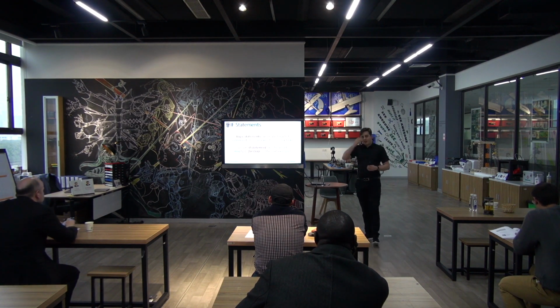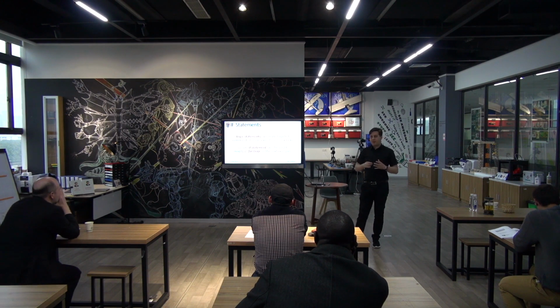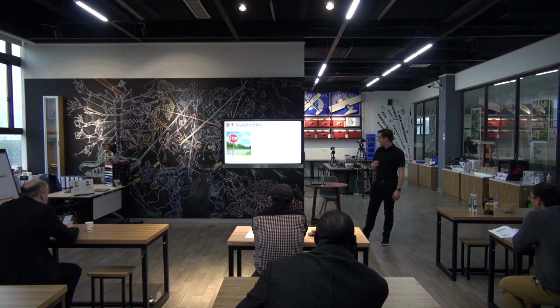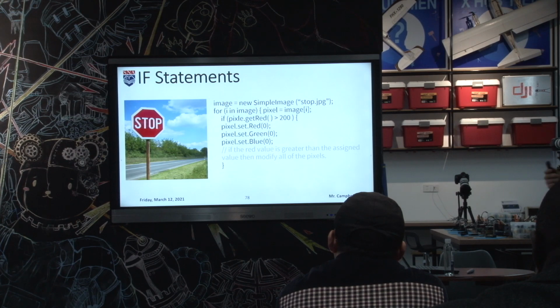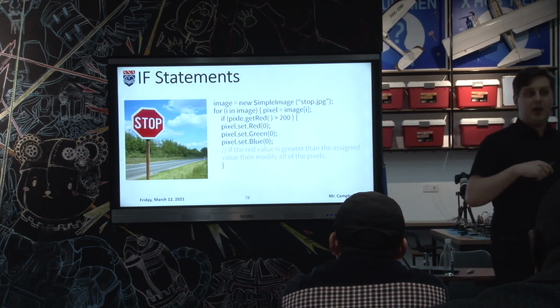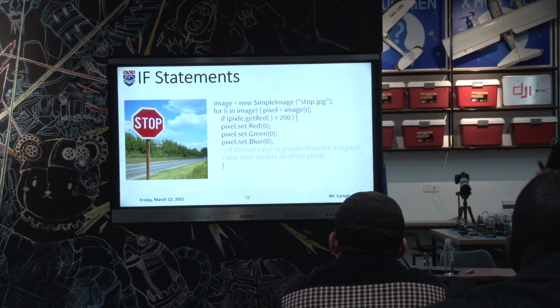So logic statements can create really complex and powerful commands. We have things like ifs and loops, and those are the two that we're going to talk about in the last examples. In this case, I want to do this really cool thing where I want to change the color of that stop sign. I don't want it to be red anymore, but I don't want to affect the rest of the image.